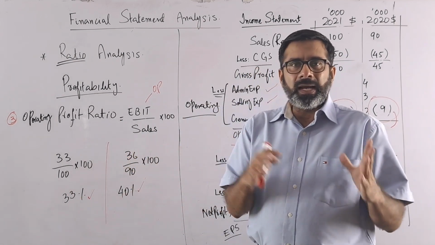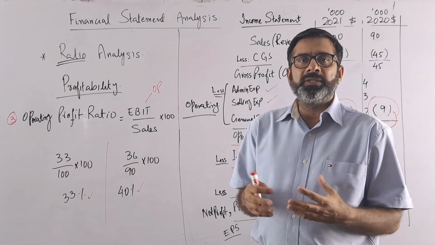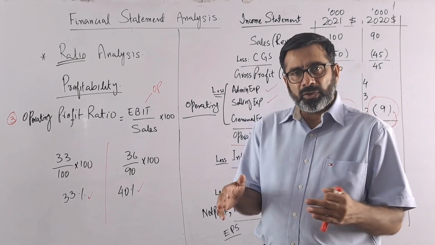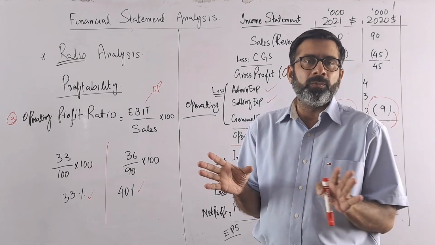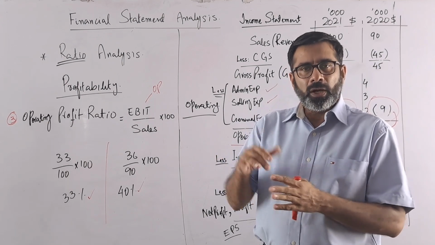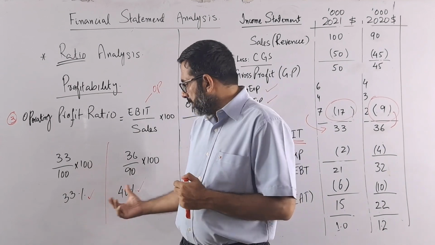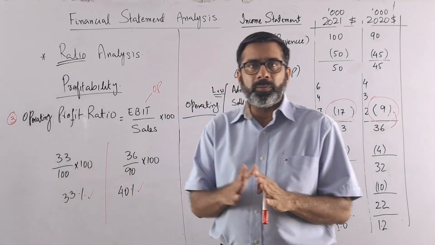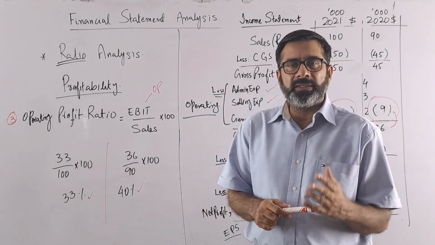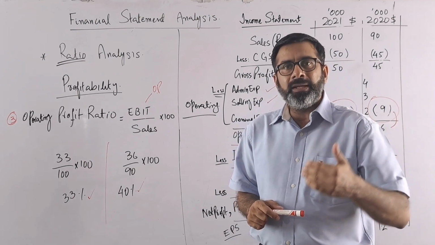This means last year the company was earning almost 40% as operating profit after operating expenses, or $40 out of 100. But this year they are getting only 33%, which means almost 7% less. And 7% is not a small fraction. It is a huge decrease in profitability.